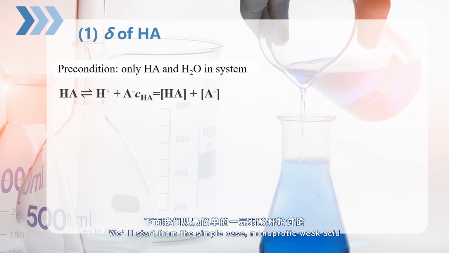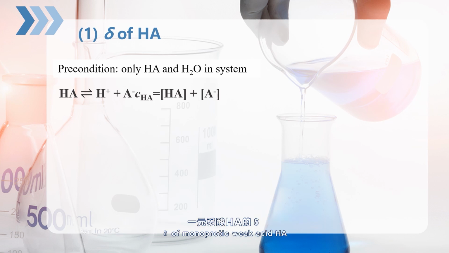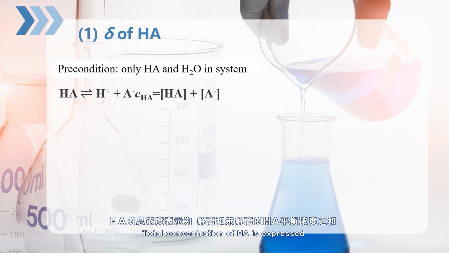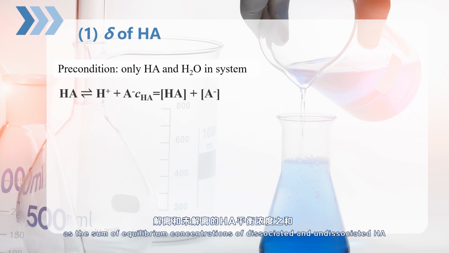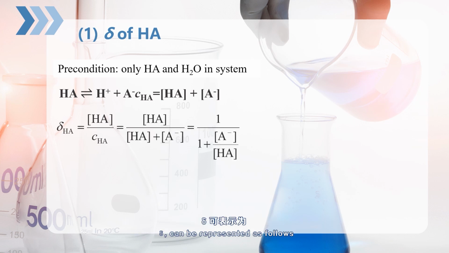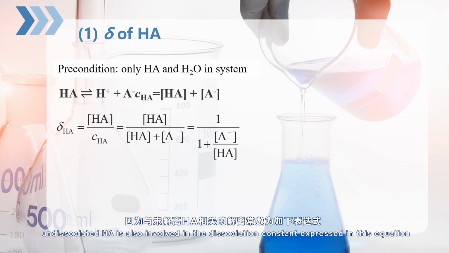We'll start from the simple case, monoprotic weak acid, delta of monoprotic weak acid, HA. Assuming that there's only HA and water in solution, the dissociation equilibrium is HA turns to hydrogen and A. Total concentration of HA is expressed as a sum of equilibrium concentrations of dissociated and undissociated HA. So the distribution fraction of undissociated HA, delta, can be represented as follows. The undissociated HA is also involved in the dissociation constant expressed in this equation.